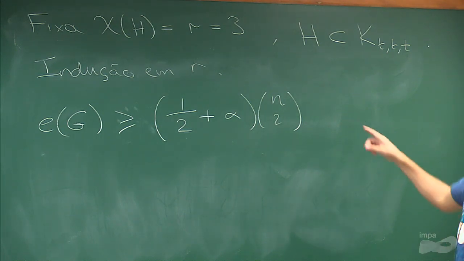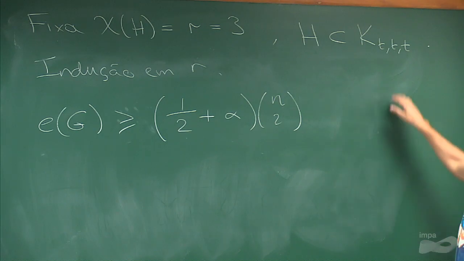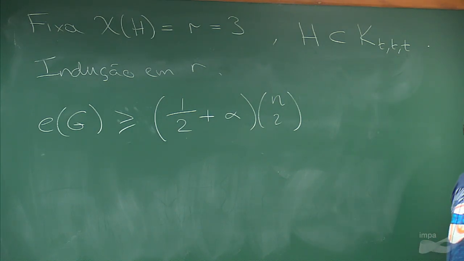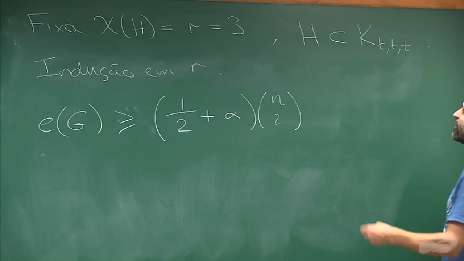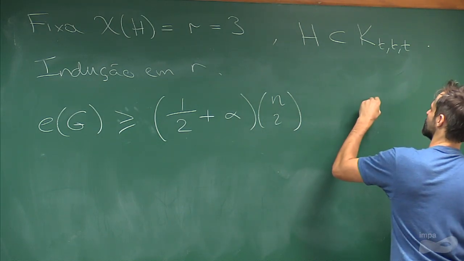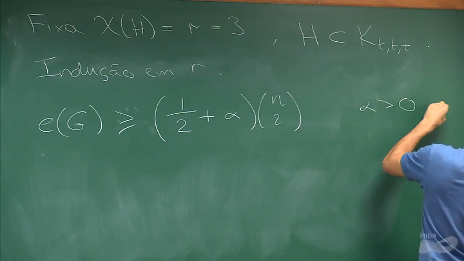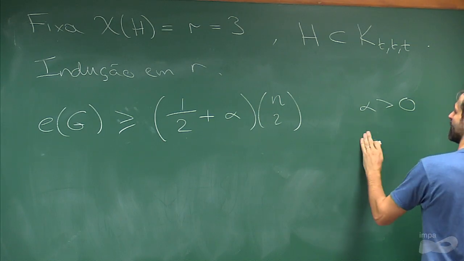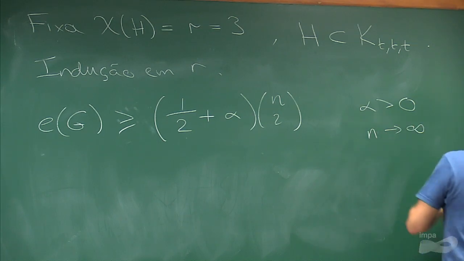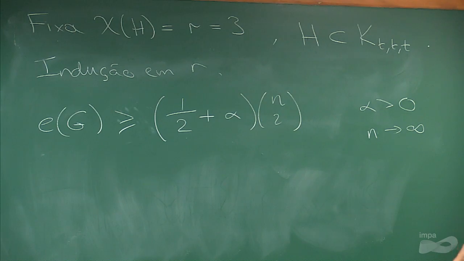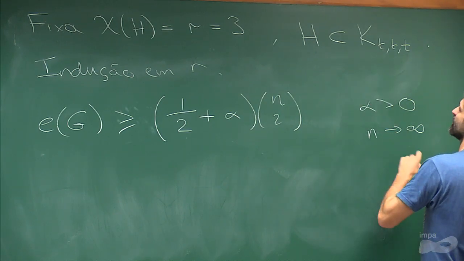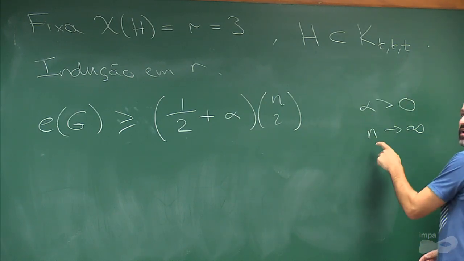Okay, so we've got a graph with this many edges. We want it to contain K_{t,t,t}. But alpha is arbitrarily small, and n goes to infinity. So we're given t, we're given alpha, and we take n large.